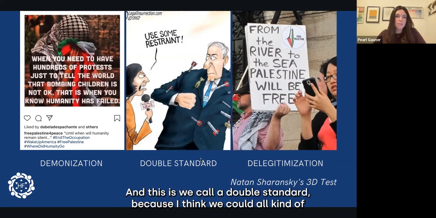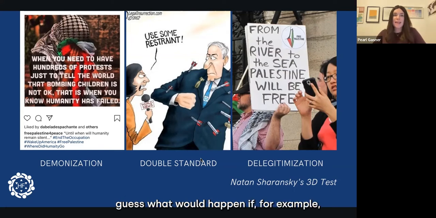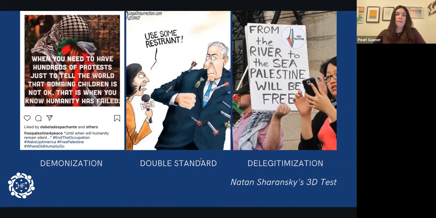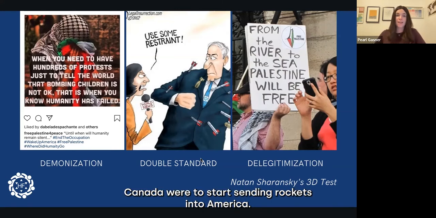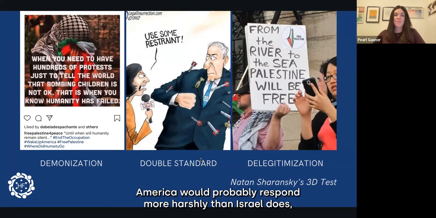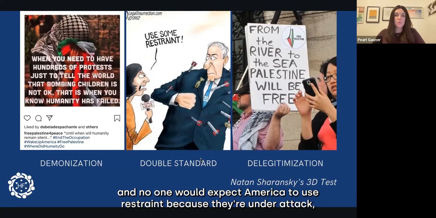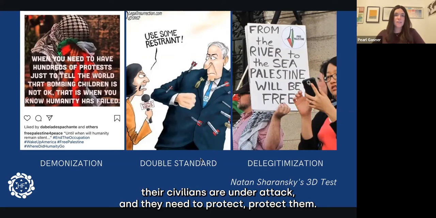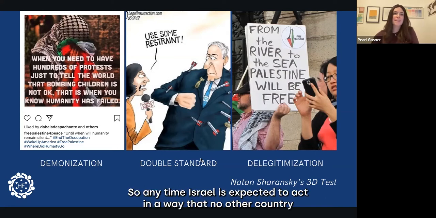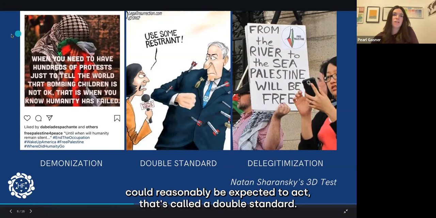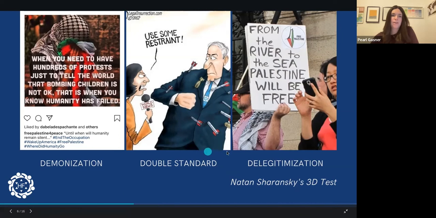And this is what we call a double standard, because I think we could all guess what would happen if, for example, Canada were to start sending rockets into America. America would probably respond more harshly than Israel does. And no one would expect America to use restraint because they're under attack. Their civilians are under attack and they need to protect them. So anytime Israel is expected to act in a way that no other country could reasonably be expected to act, that's called a double standard.